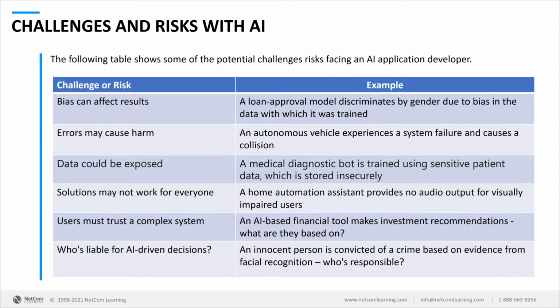And then lastly, ultimately, who's responsible for what decisions are made by AI? The example here is an innocent person convicted of a crime based on evidence from facial recognition. Who's responsible? There are all sorts of legal and ethical situations around artificial intelligence that are still being worked out by industry, academics, and the legal community. Somebody could get tagged for something that they didn't actually do, and what are the repercussions that we have to deal with around it?